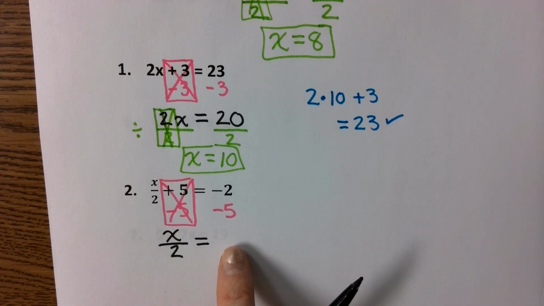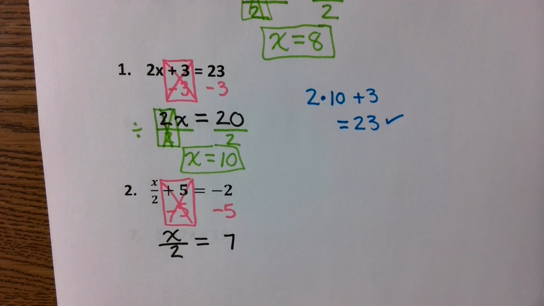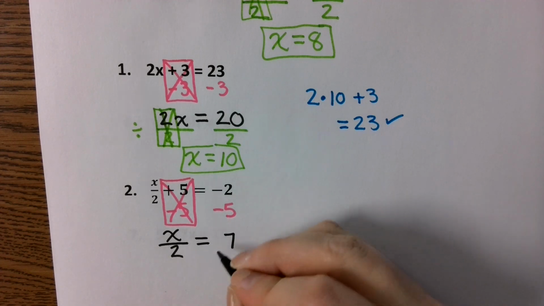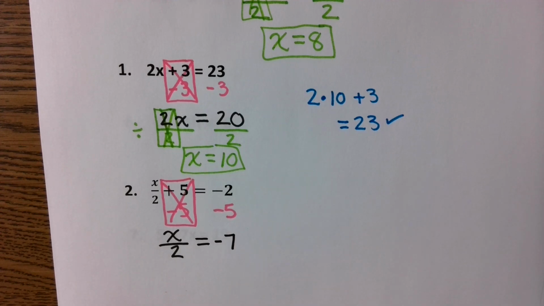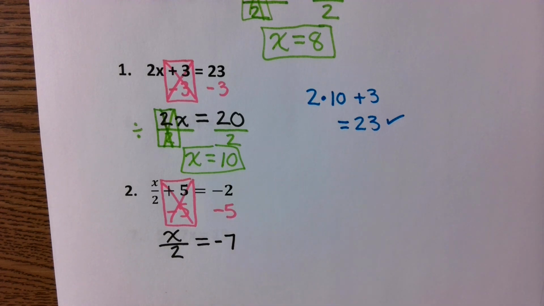Okay, what about on my right side? What is my right side now, Coven? Is he right? What's wrong? Negative 7. Don't forget your sign. Okay, so we get negative 2 minus 5. That's negative 7.